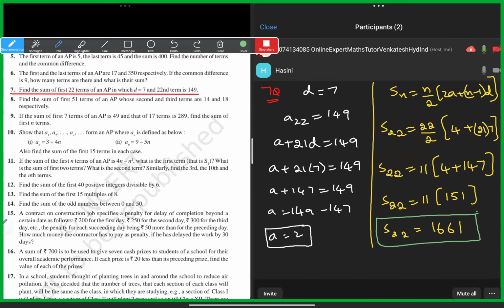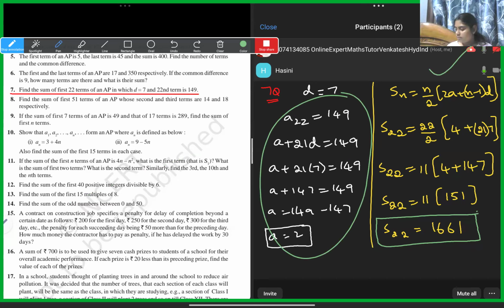Actually, Hasni, why we need to do this is because if you want to find the sum of 22 terms using the first formula or the second formula, any formula, you require A. Yes or no, Hasni? Yes, sir. So without A, we cannot do it. That's why, since D is given, by writing A22 as A plus 21D and equating it to 149, we found A. A22 is given as 149, so A22 can be written as A plus 21D, and from there we can get A. Now, once we get A, we can use the sum of 22 terms with the first or second formula.